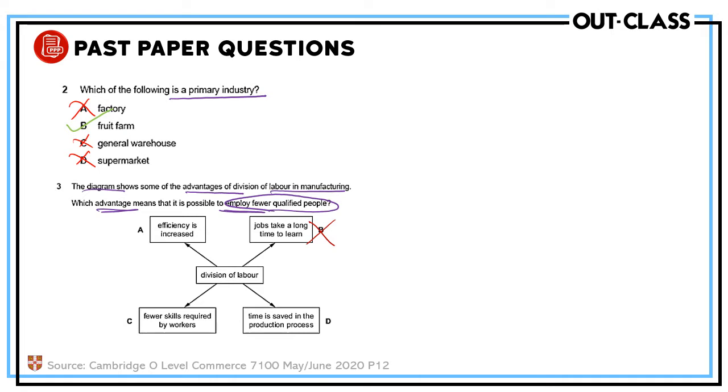Now, the question says that we have to find out which advantage will help to employ fewer qualified people. So I think the right answer should be C, where it says that fewer skills required by workers, while D is time is saved. So this would not be the right answer because you will not be able to employ fewer qualified people, because qualified is the main term, and efficiency is increased. That generally can be for the unskilled as well. So C is the correct answer.